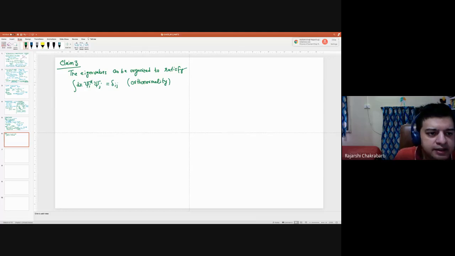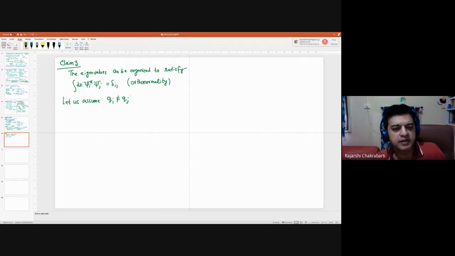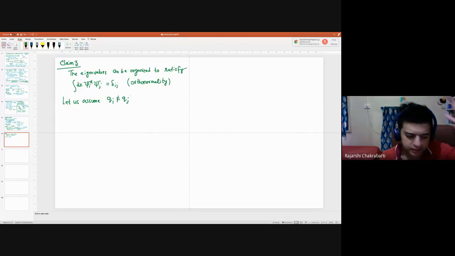Okay, so let us assume that, sorry for this. Today's class is very important because this is not taught in quantum chemistry, but it should be taught. Let us assume that Qi is not equal to Qj. So none of the eigenvalues are the same. This is the assumption.